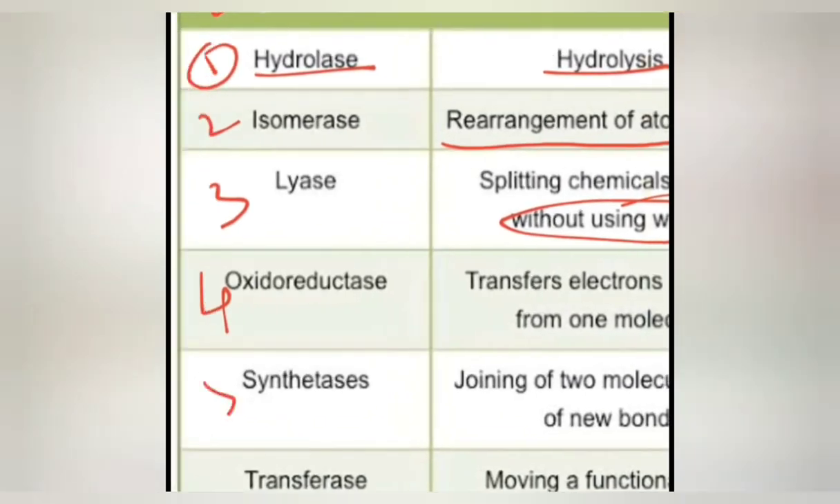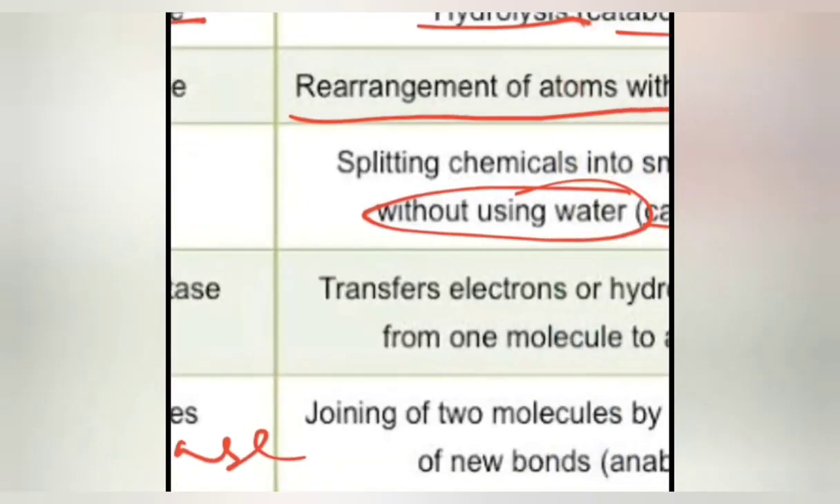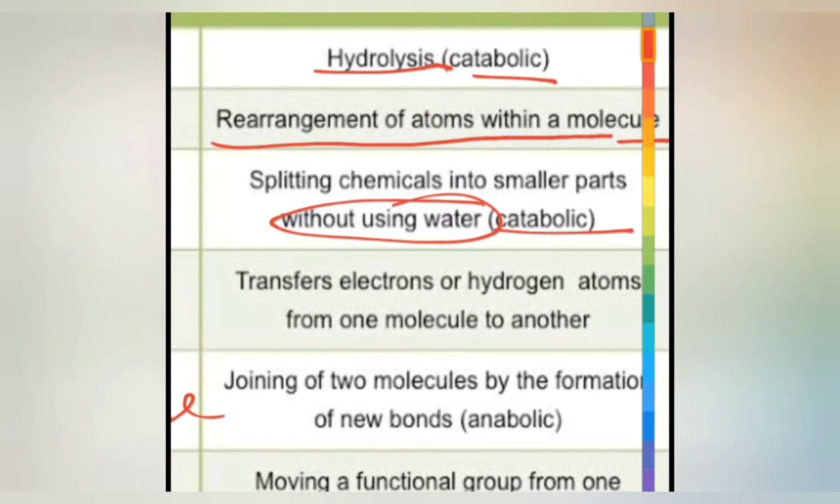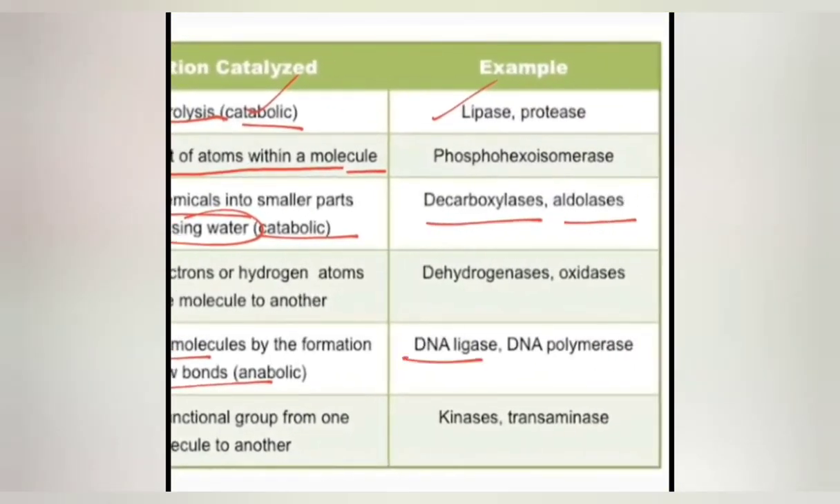Fifth one is synthetase. The other name of synthetase is ligase, which is the more common name. These enzymes catalyze the linking together of two molecules by splitting a phosphate bond. Here it is also written: joining of two molecules by the formation of a new bond. This is anabolic, which means to make up or create something, just the opposite of catabolic. Catabolic means to break down and anabolic means to create something. Clear? The examples include DNA ligase, DNA polymerase.